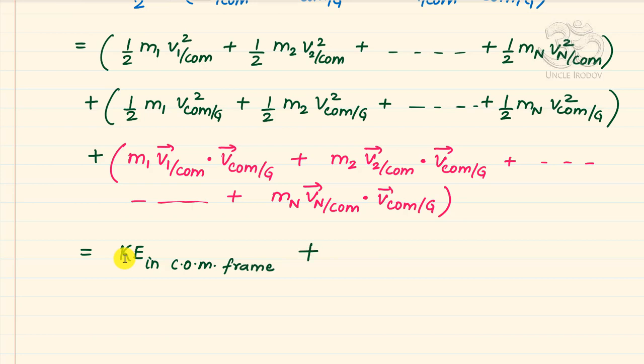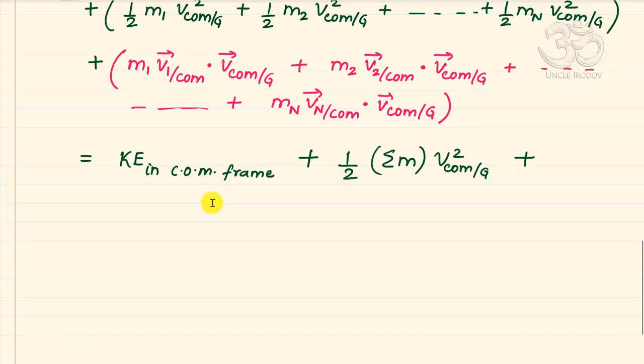What does the second term give me? If you notice, there is a half in all those terms which will come out common. Then there is a V center of mass with respect to ground square in all those terms, that will also come out common. And what you will have is just m1 plus m2 plus m3 plus so on up to mn. So you are going to get half summation of m times V center of mass with respect to the ground whole square. And what does the last bracket give me?